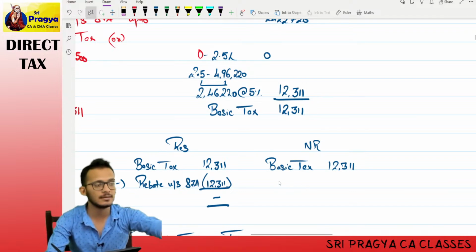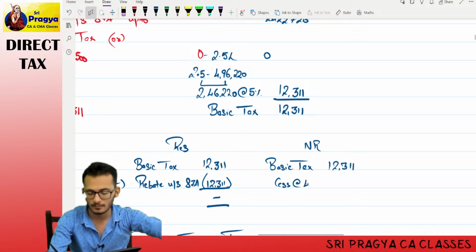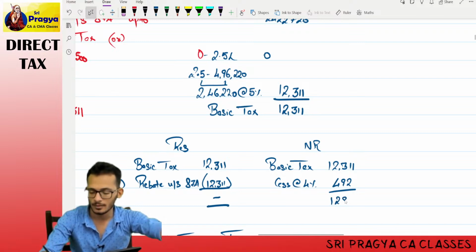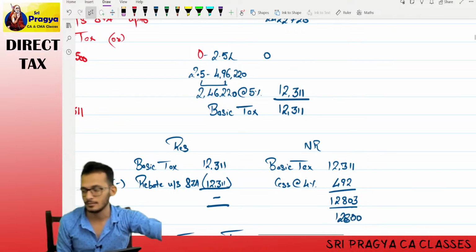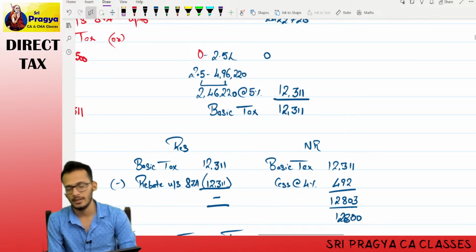Coming to non-resident. Basic tax is 12,311. Add cess of 4%. Number is 492. Total 12,803. Rounded off to 12,800.